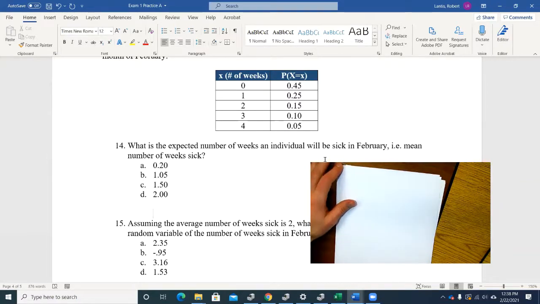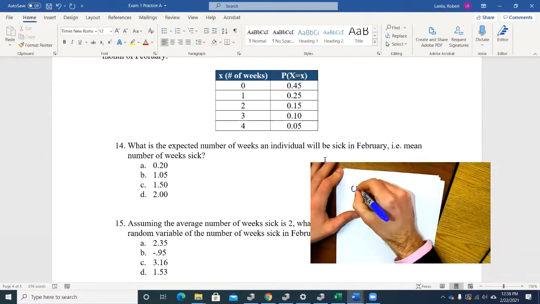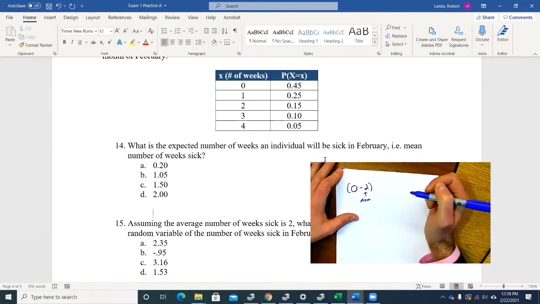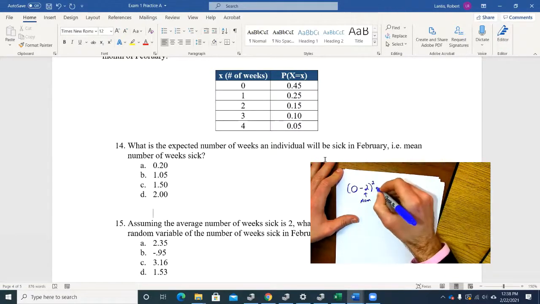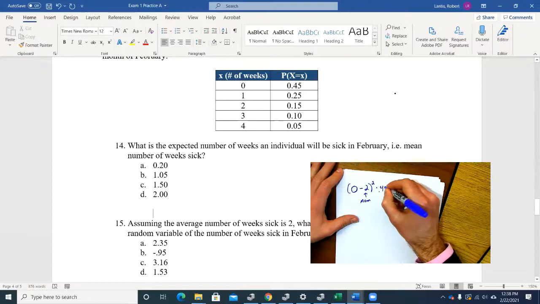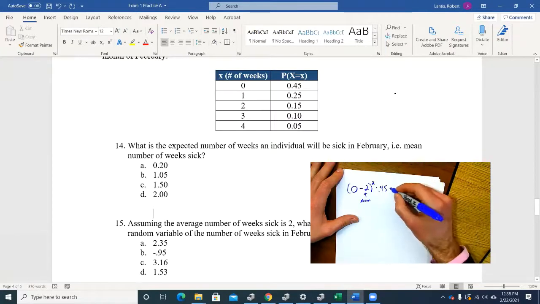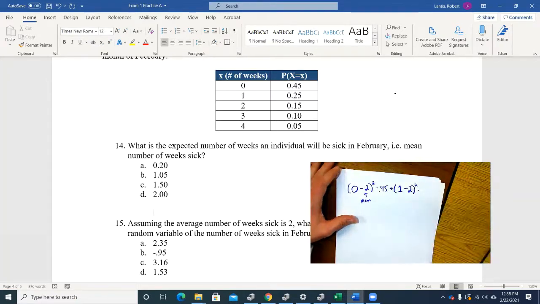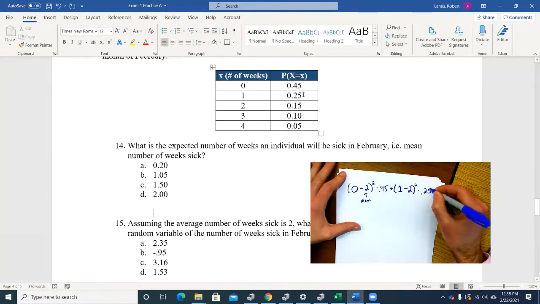So I'm going to take each outcome. The very first outcome is 0. I'm going to subtract that mean that we were given of 2. I'm then going to square that deviation and then multiply it by the probability I saw 0 sick weeks. So times 0.54. Then I'm going to add to that the next outcome of 1, subtract that mean of 2, square it, and multiply that by the probability I see that outcome of 1 occur.